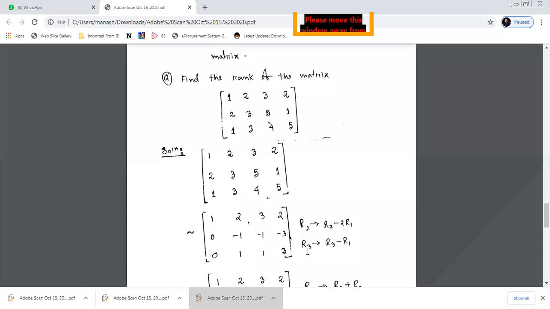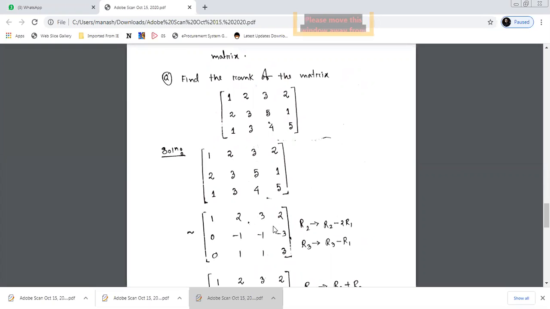So next, row 3 tends to row 3 minus row 1. So 1 minus 1 is 0. 3 minus 2 is equal to 1. 4 minus 3 is equal to 1. 5 minus 2 is equal to 3.